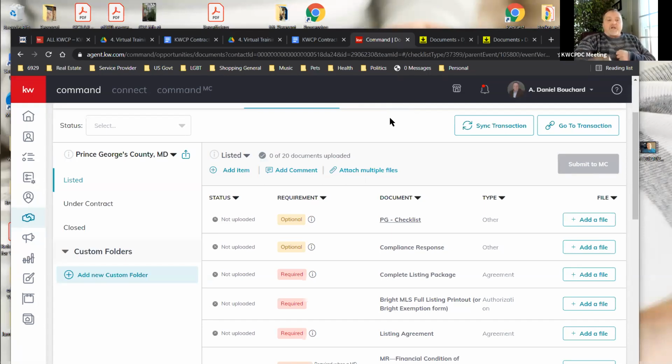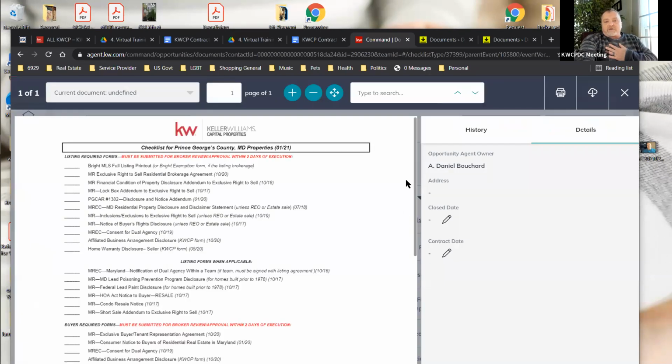All right. But once you get into Command and you've got your account set up, and you've established an opportunity, this is the opportunity page, and we are in the jurisdiction here. Let's say that we're in Prince George's County, Maryland. Then the checklist is right here. Okay. So this is the checklist of all the documents that you need for your listing agreement.